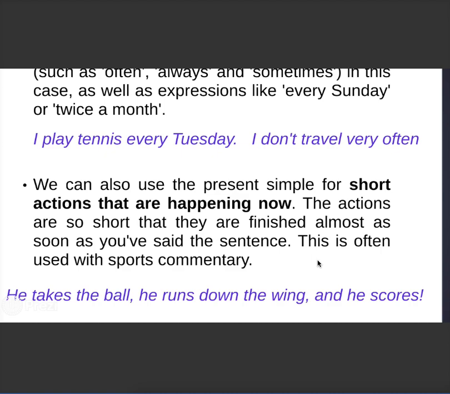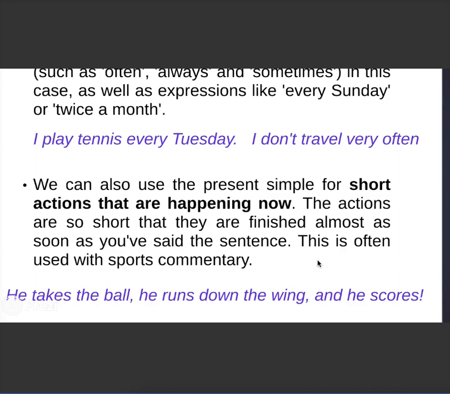Él no puede decir he is taking the ball, porque el señor no va cogiendo la pelota y la sigue tomando y lo sigue haciendo, no. La toma, corre, la lanza. Es como que apenas lo toma, ya la acción se acabó, ya no la está tomando más, ya está corriendo. Y apenas está corriendo, ya no está corriendo más, ya se va y anota. ¿Sí se dan cuenta? So, you can use present simple for short actions that are happening now.